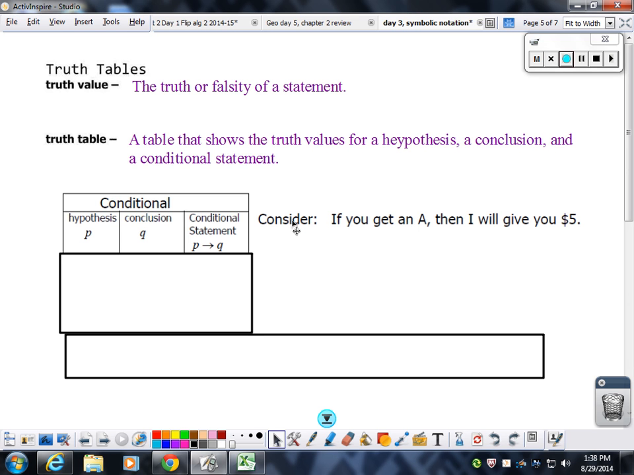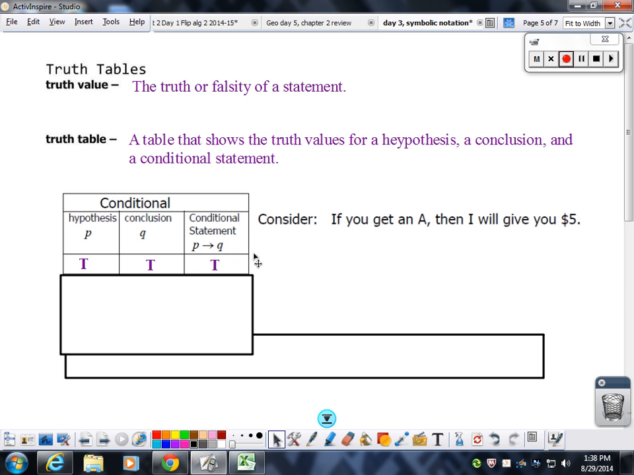There's an example of the truth table. We're going to look at this statement. If you get an A, then I will give you $5. In this particular example, if the hypothesis is true and the conclusion is true, then the whole statement is true. So if you do get an A and I give you $5, then that's a true statement.